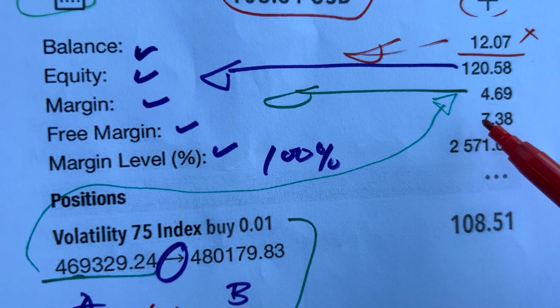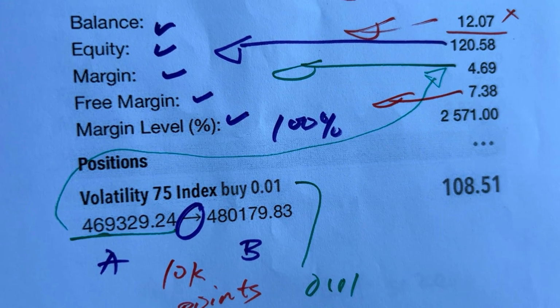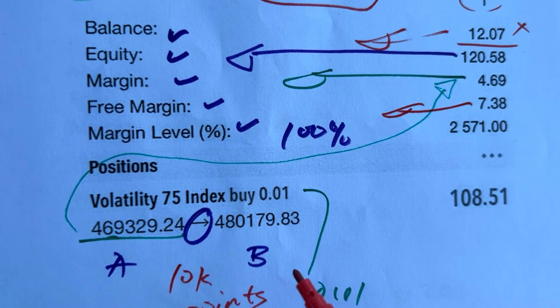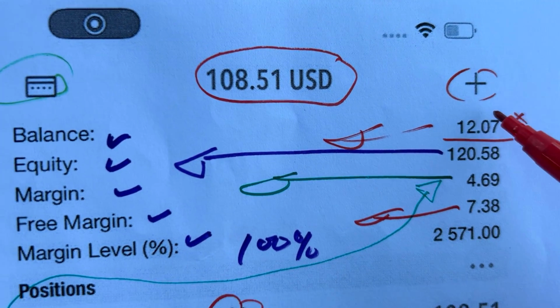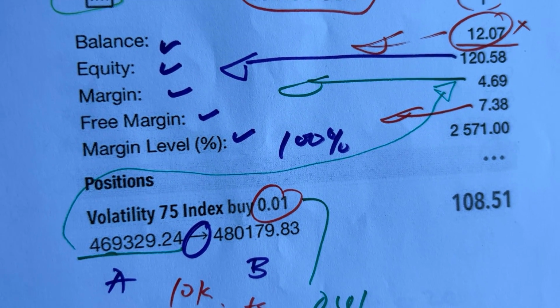Now, let's look at the margin level. Free margin. Free margin is the money that is free. You can use it to add more trades if you want to add. However, you must be aware that initially you open 0.01 with an account balance of 12. Though you have another chance to open another 0.01.